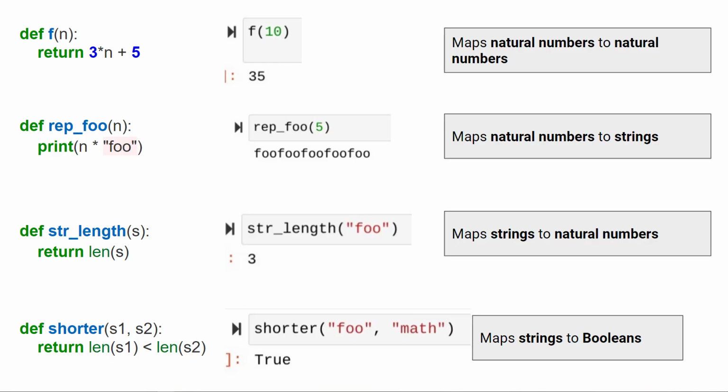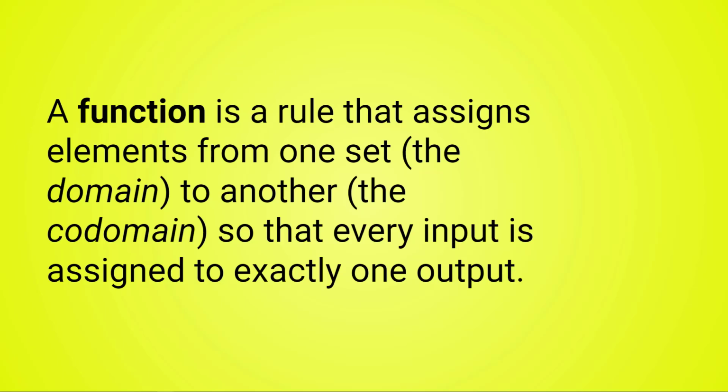The idea that threads all of these programs is that they take input from one set and then assign it to output in another set. In Python, we call these programs functions, and in fact that term is taken from a bigger and older term from mathematics that we're going to use now in a formal definition. So let's define a function to be a rule that assigns elements from one set, which we'll call the domain of the function, to elements of another set, which we'll call the codomain, in such a way that every input is assigned to exactly one output.